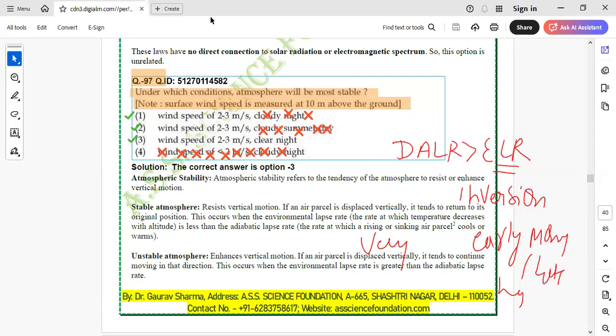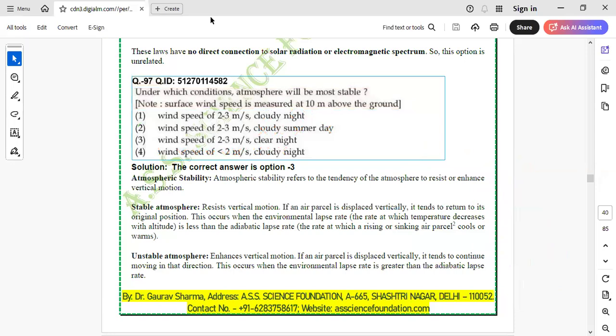So a clear night, it should be very clear, should not have any cloud, because cloud also impacts the stability phenomena. So that's why we have chosen the third as the correct answer among these, because that is the most suitable option. Wind speed should be 2 to 3 meter per second and it should be a clear night. Then only you say that it is most stable, right?